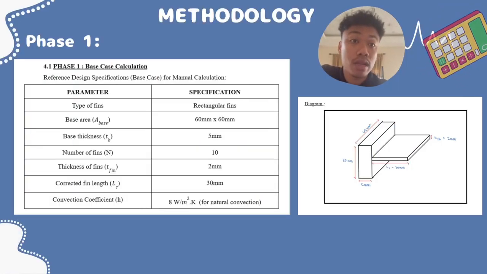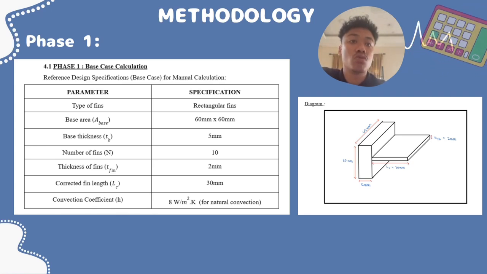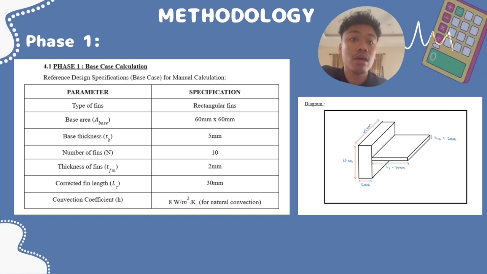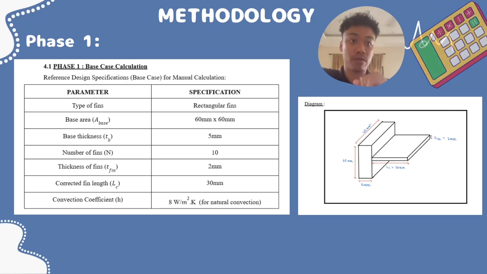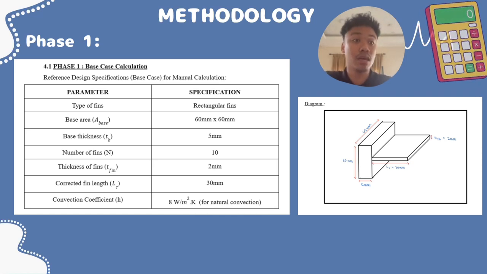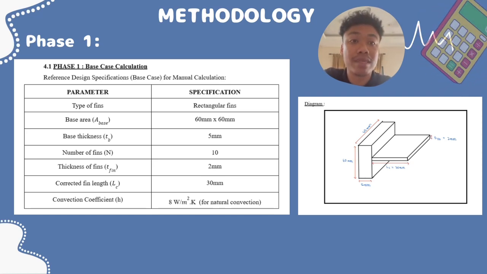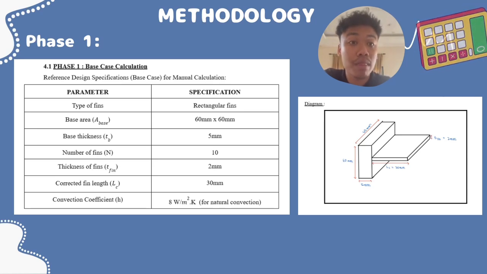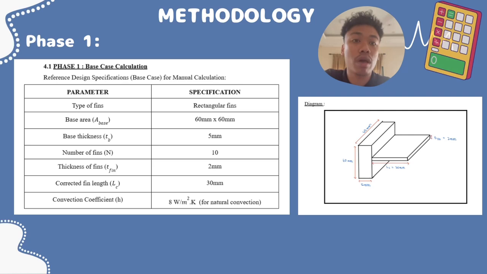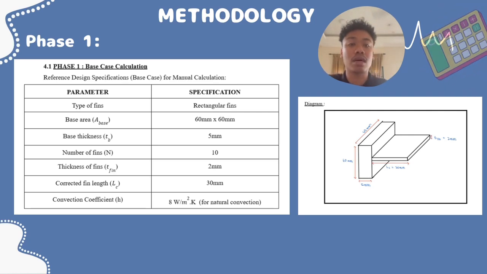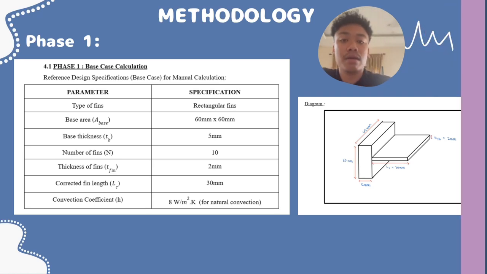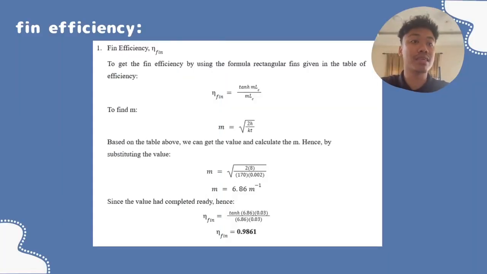Now we move to the methodology part. Phase 1 is the base case calculation. By reference to the table that I attached with the FBD diagram, the type of fin for this case is a rectangular fin. The base area is 60 by 60 mm, the base thickness is 5 mm, and the number of fins is 10. The fin thickness is 2 mm, the corrected fin length LC is 30 mm, and the convection coefficient H for this case is 8. Now we move to the calculation.